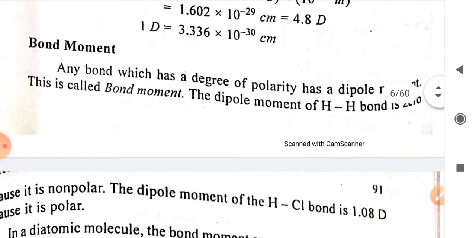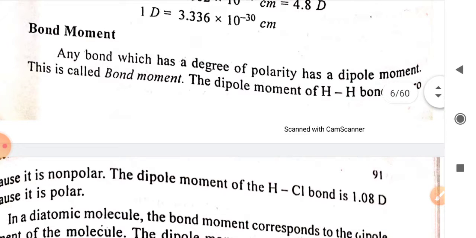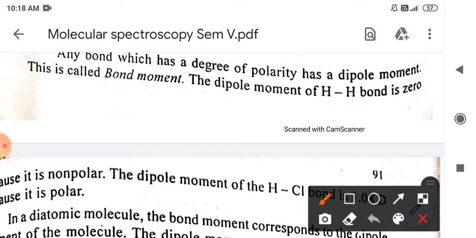We will see how the bond moment of one particular bond affects the overall dipole moment of a given molecule. Any bond which has a degree of polarity, which has a certain dipole moment, is called a bond moment.